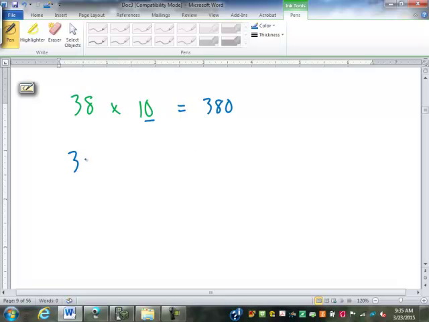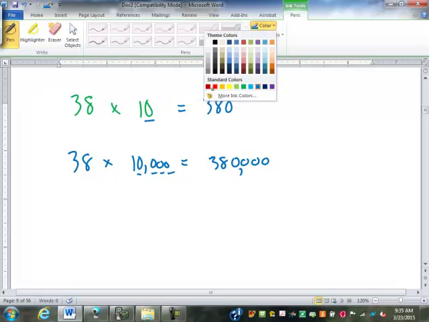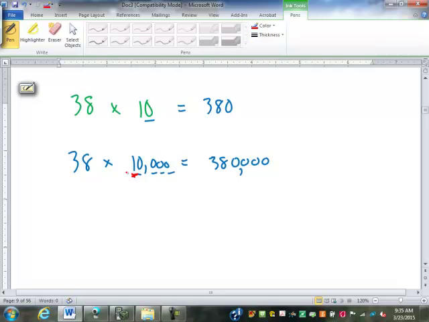So if we have 38 times 10,000, of course, it's going to be... Perfect. You count the zeros. 1, 2, 3, 4. You put 4 zeros on the end of it. So 380,000. So as long as this is a 1 here, it's a simple multiplication.